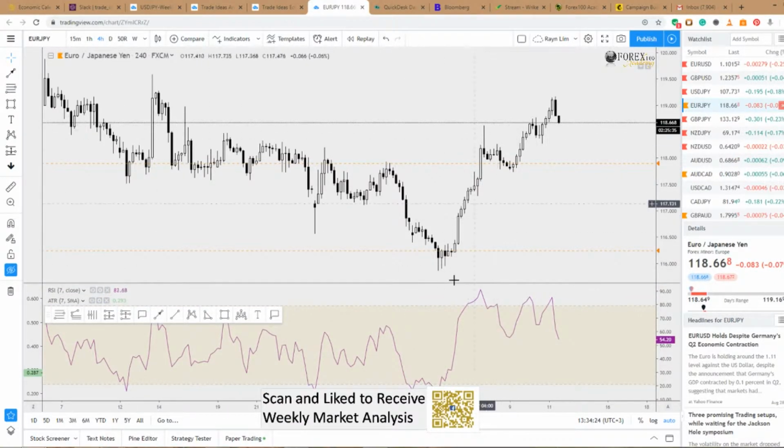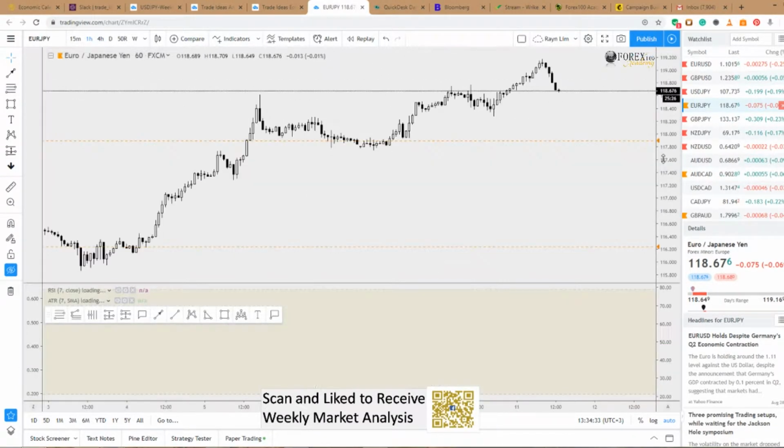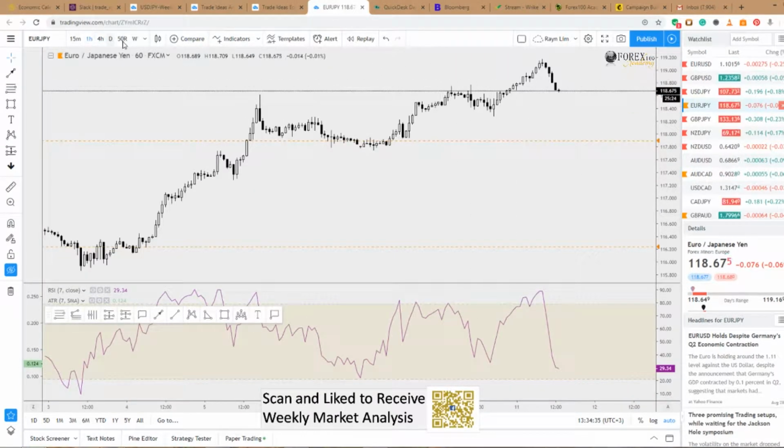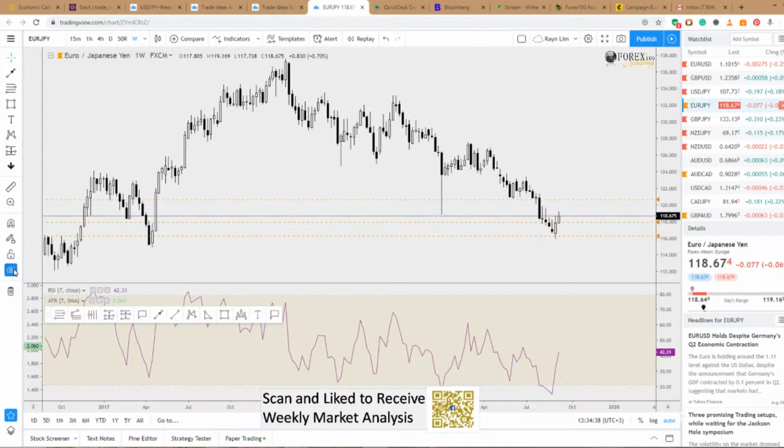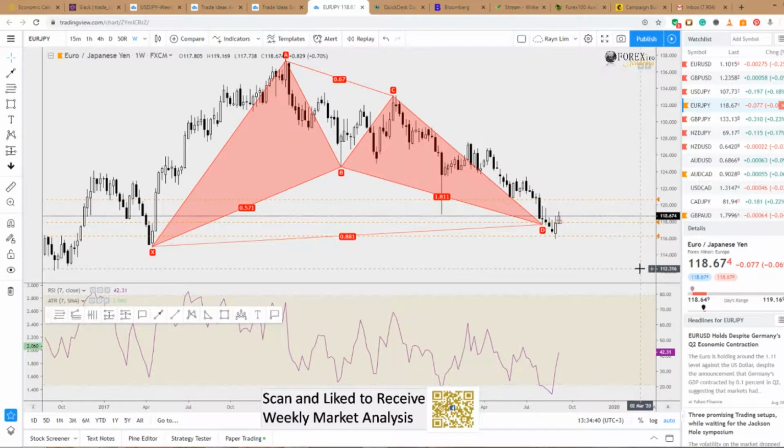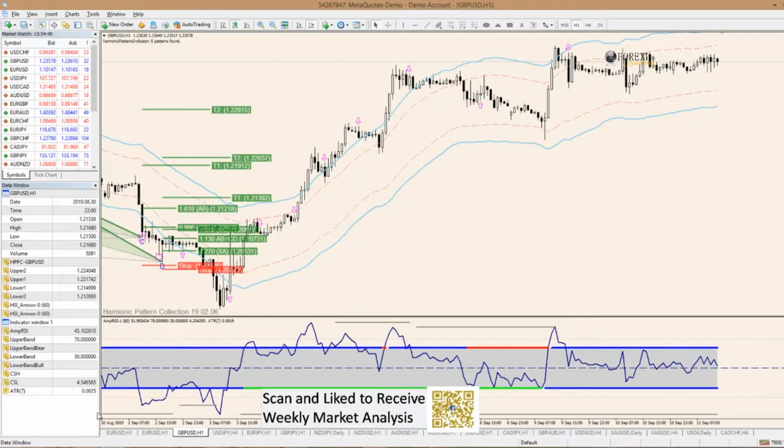Alright, so for our chart, bullish movement, retracement, and extension. Over here, it is already a bullish trend based off the 4 hour. To the 1 hour as well, it is a bullish trend. Back to the weekly chart, I share with you my analysis, a bull bat pattern. And this bat pattern is also spotted by my system.